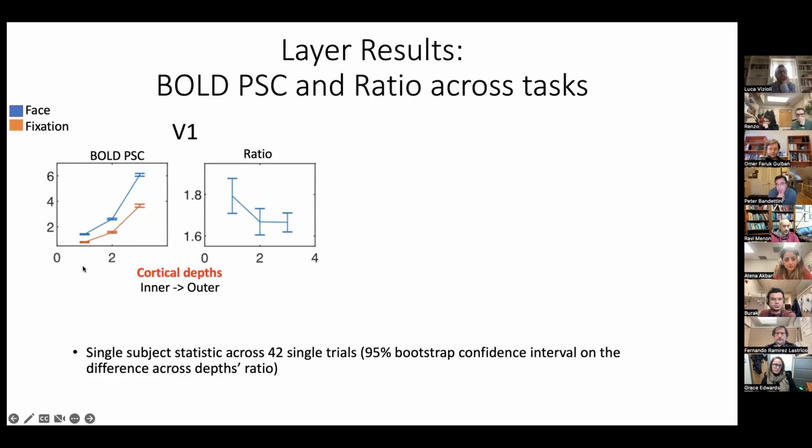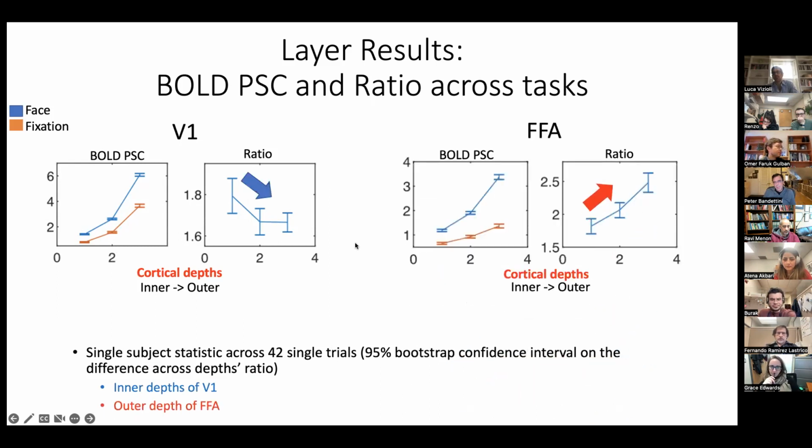This is the percent signal change responses on the left, and we can appreciate the typical ramping profile of gradient echo data, where amplitude increases as we approach the pial surface. On the right-hand side, we see the ratio between these two metrics computed at the single block level, and we can see that this was largest in the inner compared to the outer depth. If we perform the same type of analysis for the FFA, we see the opposite result, where this ratio between tasks is larger in the outer compared to the inner depths, in spite of observing this ramping profile for both tasks at the percent signal change level.